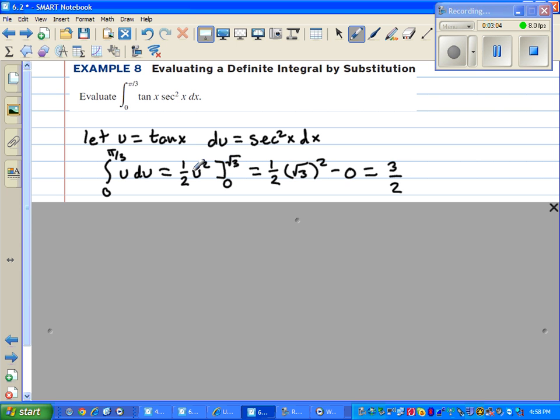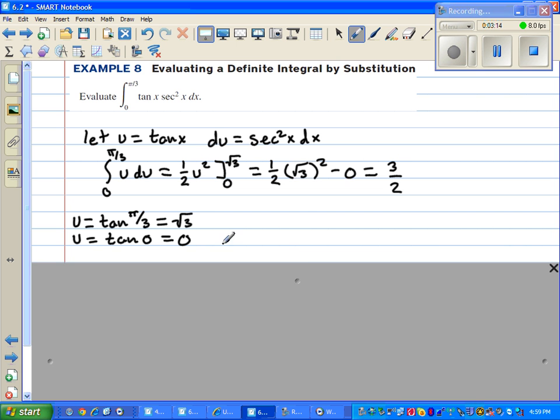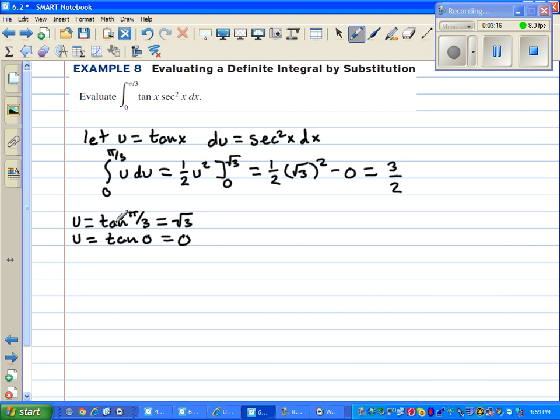To evaluate this, we put square root of 3 in for u, we put 0 in for u, and our final answer is 3/2. Oh, and there's where I showed how you can change what you're integrating from. Instead of 0 to pi over 3, if you plug pi over 3 in for tangent and 0 in for tangent, you get the new interval that we're integrating over.